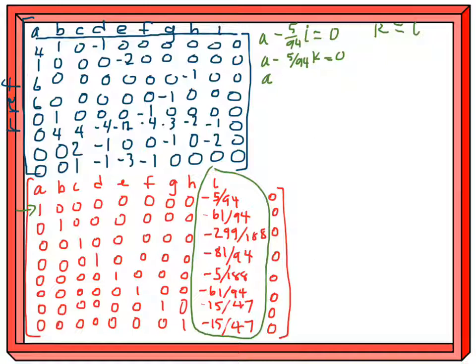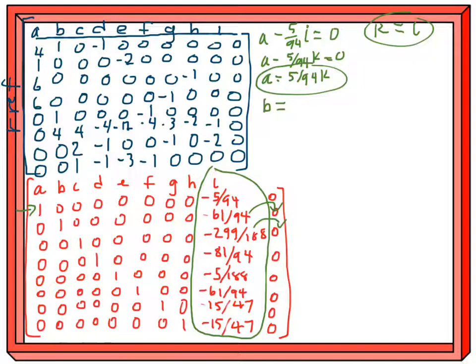A equals 5/94 k. That's it. Okay, so we have our A value now. We have our A, we have our I. Now to get the rest, all I have to do is add each one of these things over to the right-hand side, since I just said that I was equal to k.